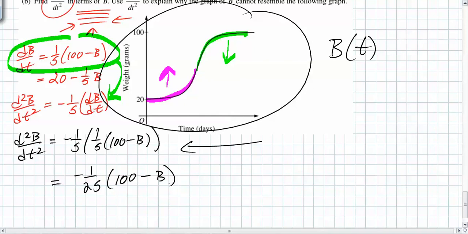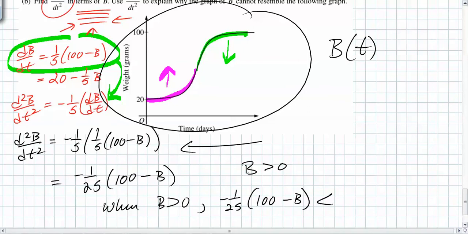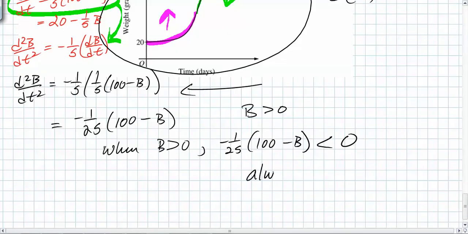And what is B? B is the weight of the bird. So what kinds of numbers can B be? Positive and generally less than 100. But it has to be positive, right? The bird exists, so it weighs something. So B has to be greater than 0. Here's the key realization. When B is greater than 0, you know that negative 1 over 25 times 100 minus B has to be what? Less than 0.